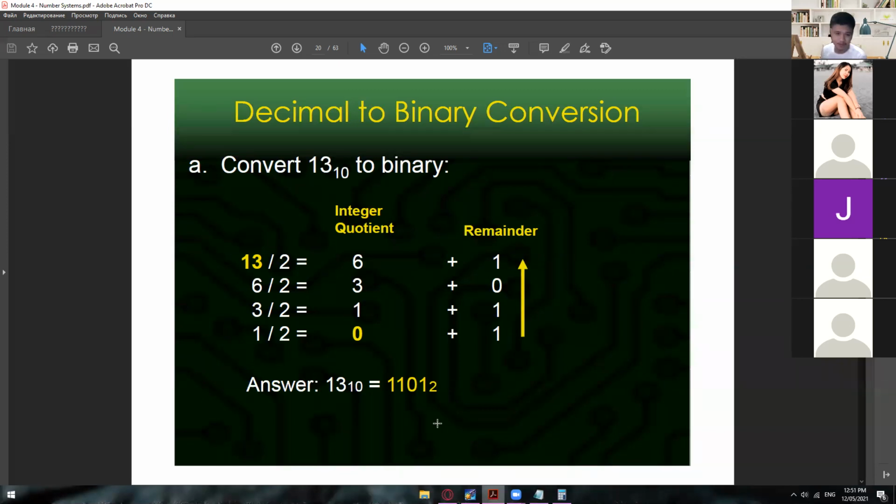Okay, Miss Giovanni, we're already able to understand this one. So your result or your answer right here will be the remainder only. Integer quotient is just part of your solution, but your final answer will be coming from the remainder.